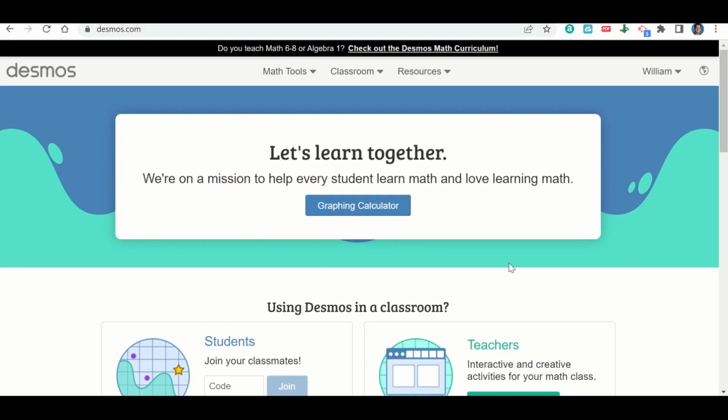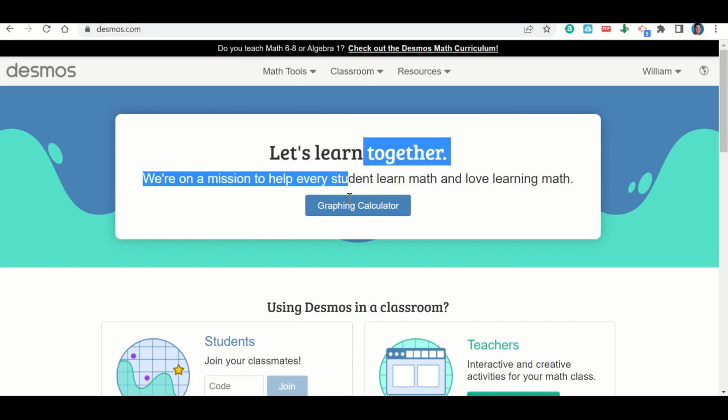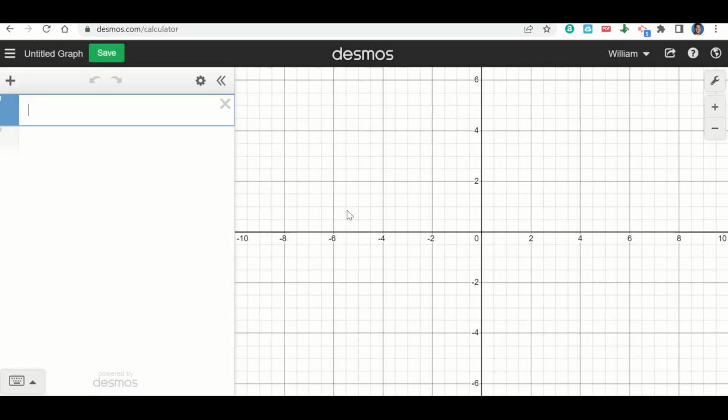Let's talk now about how we can use Desmos to check our work when dealing with exponential functions. So we'll go here to desmos.com, and we're going to click on Graphing Calculator. And it should take us to a page that looks like this. Right here is where we can enter the equation for our exponential function. So let's go ahead and do that.